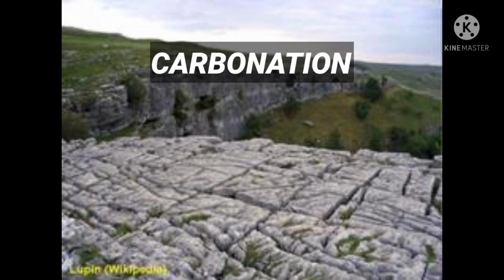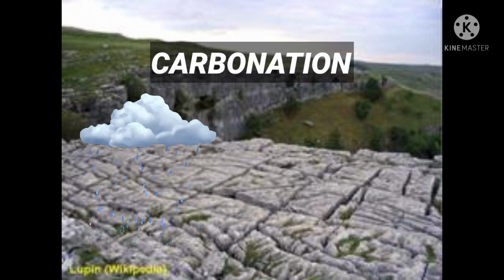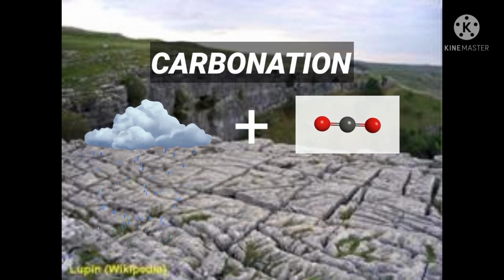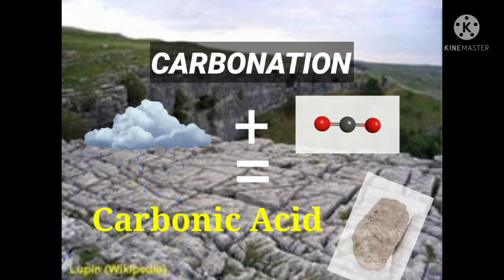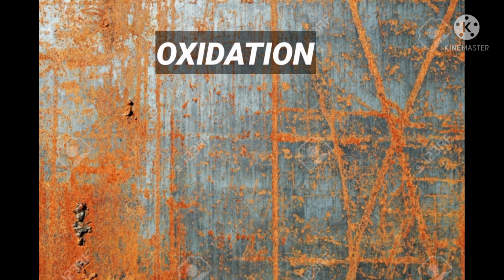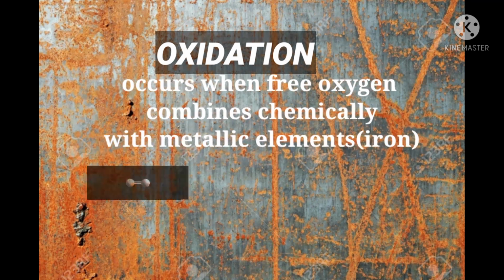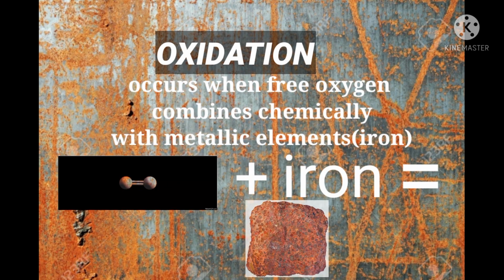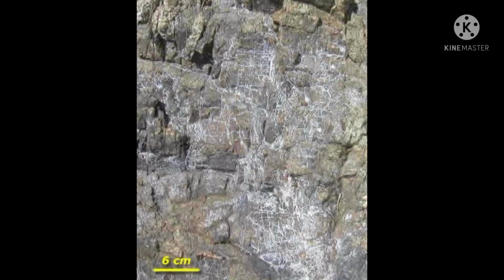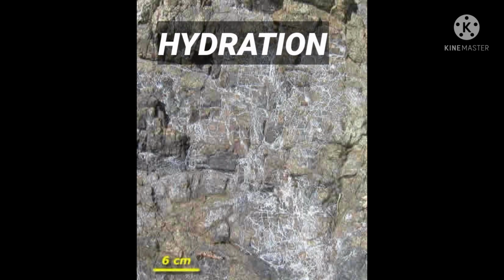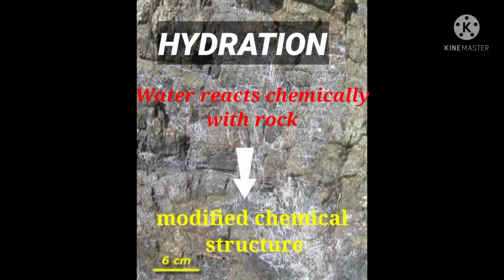First is carbonation. When rain goes through the air and into the ground, it grabs carbon dioxide, creating carbonic acid. This weak acid reacts with the calcium carbonate in stone when it seeps into the rocks. Second is oxidation. It occurs when free oxygen combines chemically with metallic elements like iron. Third is hydration. Hydration is a type of chemical weathering where water reacts chemically with the rocks, modifying their chemical structure.